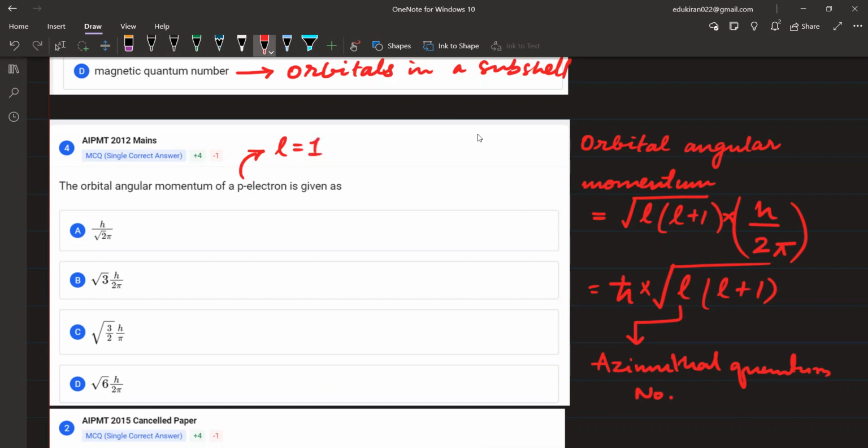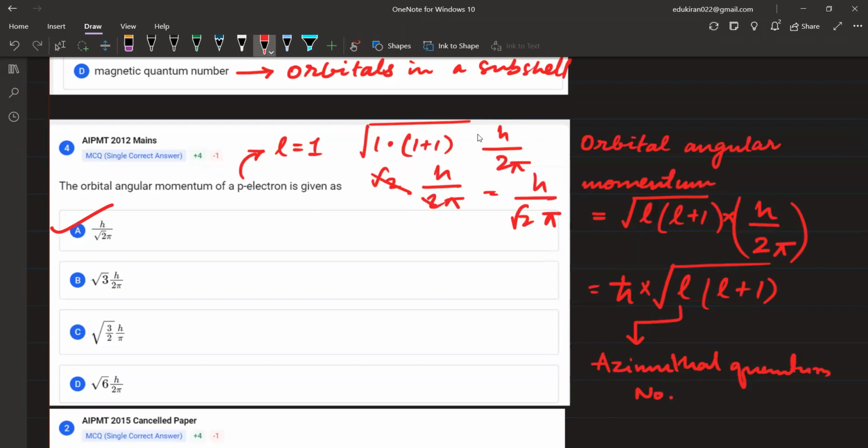1 है ना? If the value of L is 1, just plug in the values here. So the orbital angular momentum will be equal to under root 1 into 1 plus 1 into h upon 2 pi. So this will be what? 2 into 1, that is equal to root 2 h upon 2 pi. Root 2 and 2 is going to cancel each other, and you will get h upon root 2 pi, which is the option A.